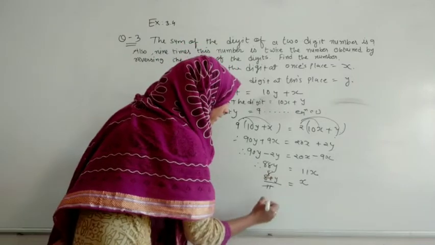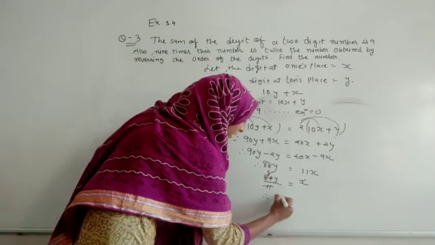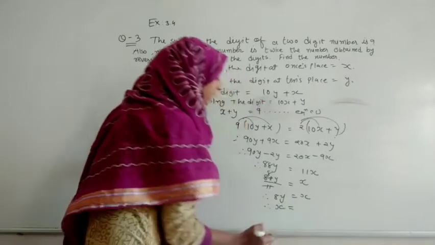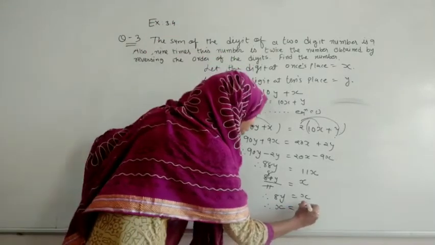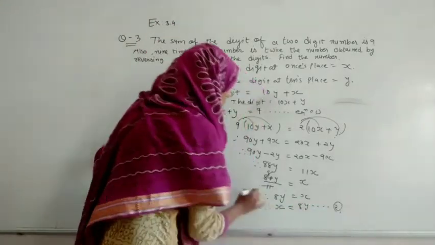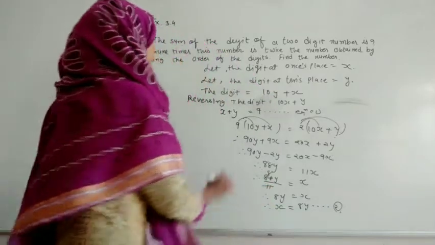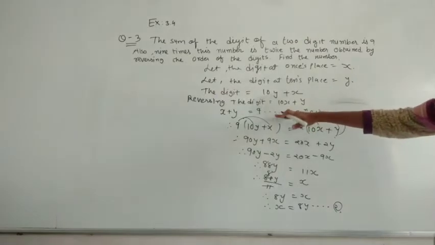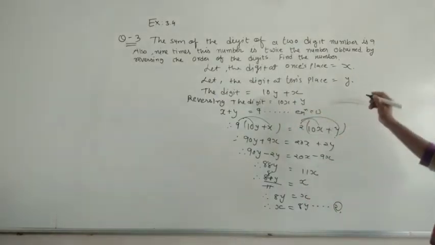11 8s are 88. So here we are getting 8y equals x. That's why our equation is in this form, x equals 8y, and that is our equation number 2. Now, this is a question of the elimination method, so we have to use the elimination method to solve this.